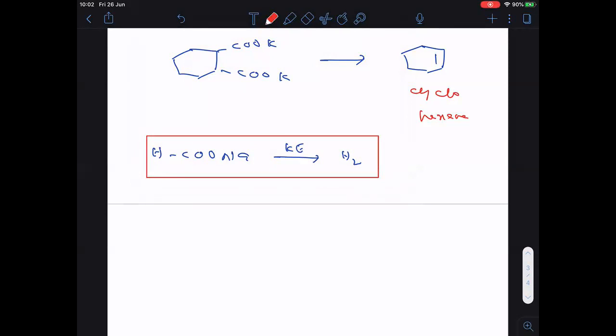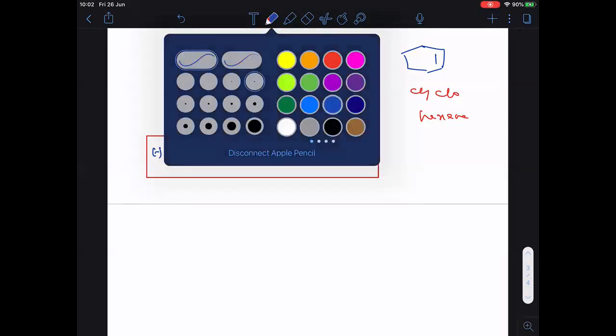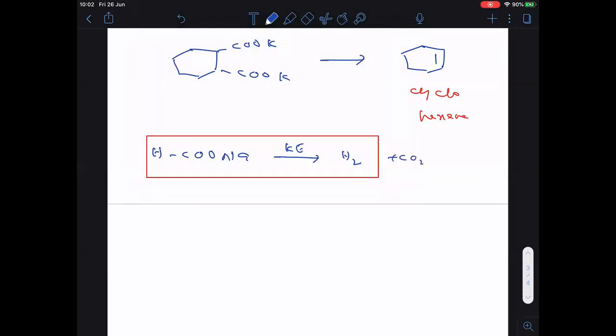Clear? What are the remaining byproducts here? Remaining byproducts are CO2 is formed, NaOH is formed, H2, that are all same. There is no change. So if you take sodium formate, then no alkane is formed. Instead, hydrogen gas liberates.